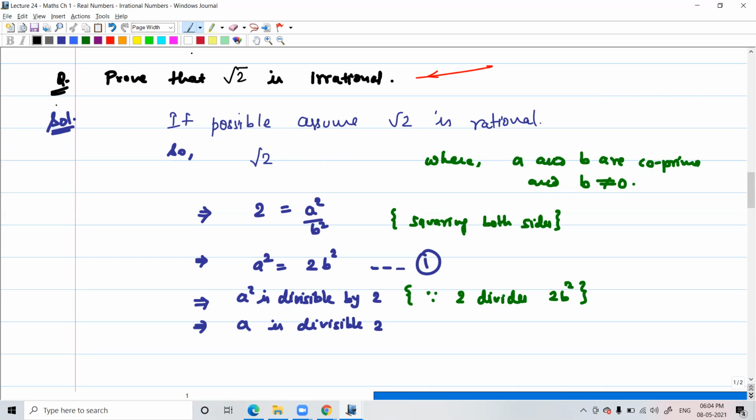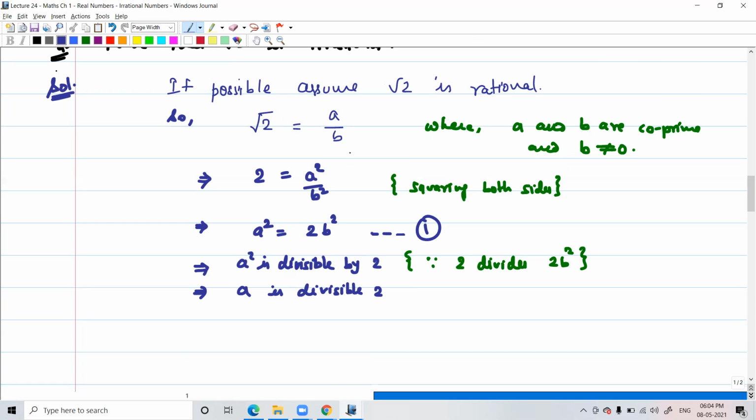So that's the reason I have written root 2 as a by b instead of p by q. But remember, you can write p and q also here and just write that p and q are co-prime. It's not that it has to be written a and b. A and b are just some variables we have written. The idea is the same thing. A and b are such that we have already cancelled out all the common factors. So now a and b should not have any common factors between them. Now let's do some mathematical calculation on it.